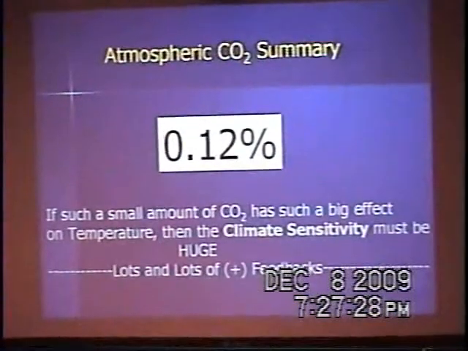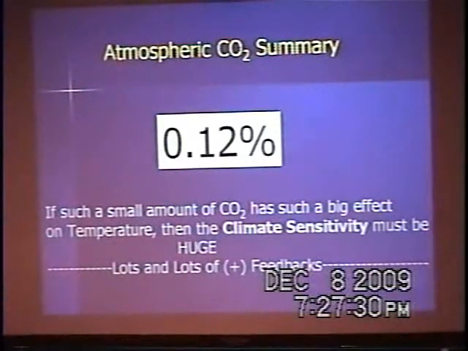Now here's the atmospheric CO2 that is attributable to man. I mean, the actual amount of anthropogenic greenhouse effect that is caused by man is 0.12% of the total. So we have to say that if such a small amount of CO2 has such a big effect on temperature, then the climate sensitivity must be huge. Okay, this is the only conclusion that we can draw, right? Lots and lots of positive feedbacks. These models are assuming lots and lots of positive feedbacks.